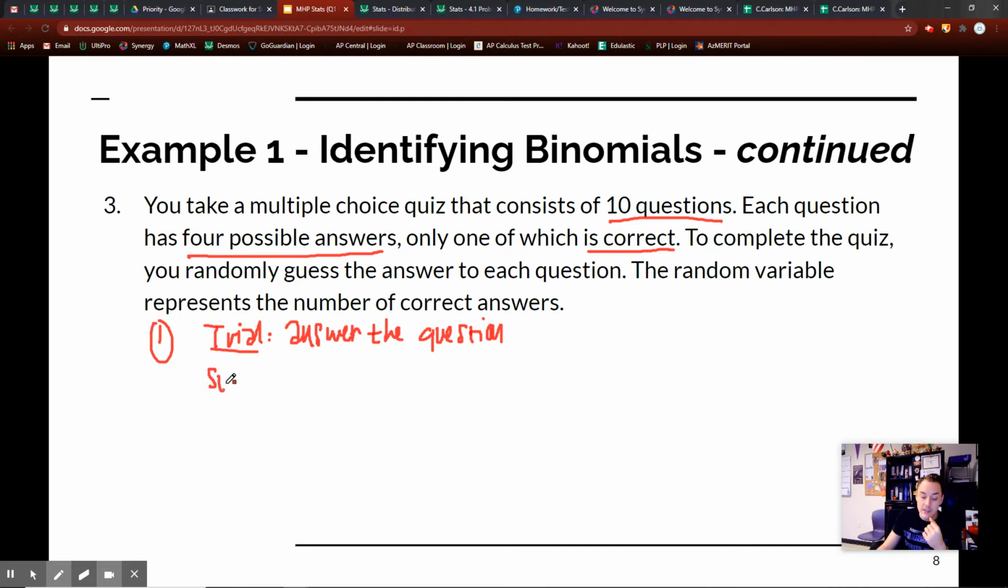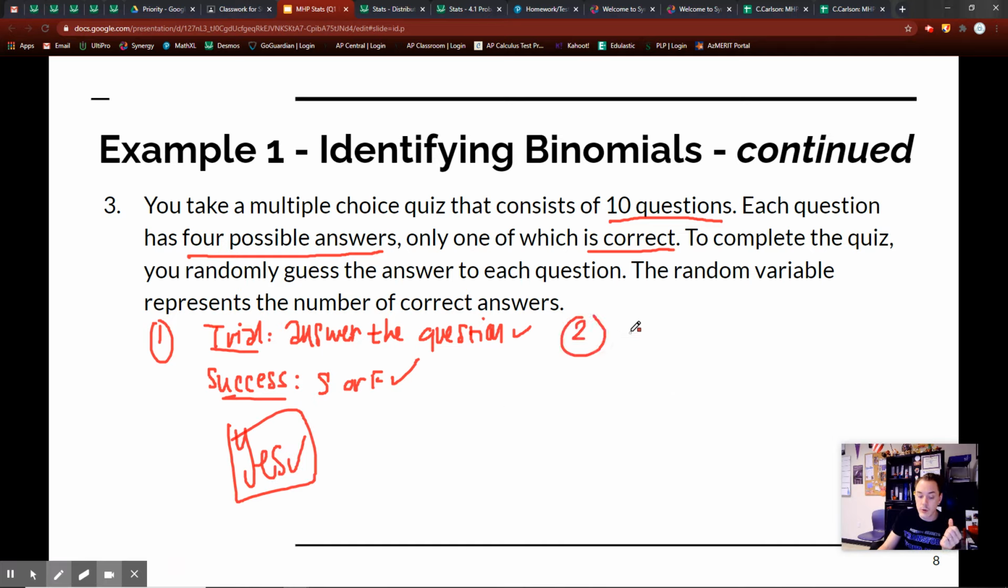Now, we do have some success in answering the question correctly. So you can either have success or you can fail. Okay, and that's also true. So both of these are true. You can randomly guess the answer to each question. The random variable represents the number of correct answers. So because this is true, there's 2 outcomes, and there is a specific trial in mind, answering the questions. This is, yes, a binomial experiment.